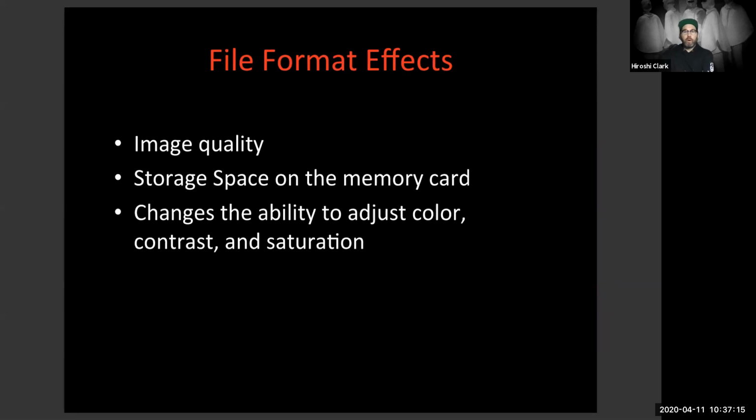All right, file format effects. So image quality, we talked about that. The image quality of a raw file is going to be much better because it's got a lot more data, a lot more information. Storage space on the memory card, we did go over that, right? You can fit more JPEGs. And it changes the ability to adjust color, contrast, saturation. We talked about that, right? You have more range with a raw file. When I say more range, I mean a ton more, okay?